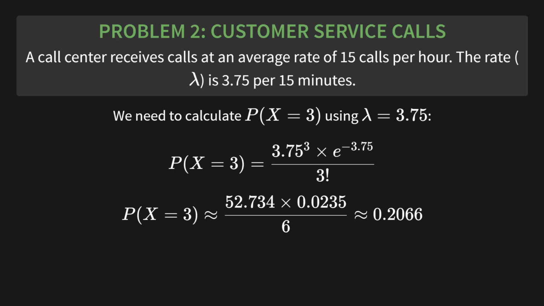Let's break that down. 3.75 cubed is about 52.7. E to the negative 3.75 is about 0.0235. And 3 factorial is just 3 times 2 times 1, which is 6. When you crunch all those numbers, you get approximately 0.2066. So there's about a 21% chance of getting exactly 3 calls.